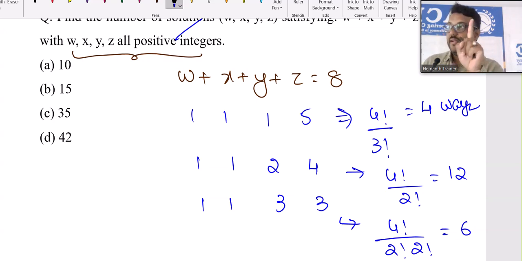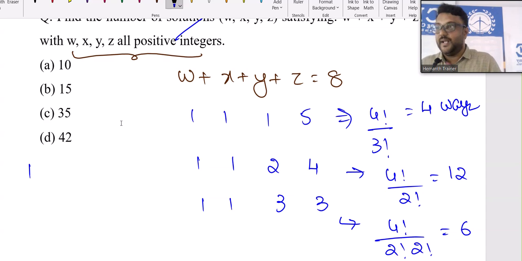Next with single one. If I take a single one, the remaining summation should be 7. 3 integers with summation 7 is possible with 1 to 4 only. 1 plus 2 plus 4 only is possible. 7 you want with 3 positive integers means 1 plus 2 plus 4 only. So not allowed, 1 to 4 already taken. With a single one not possible. That's what I want to conclude.